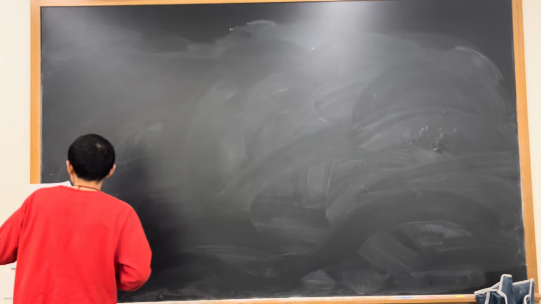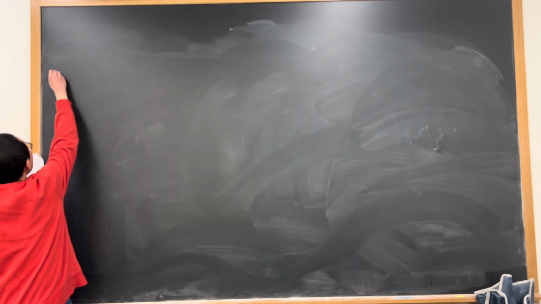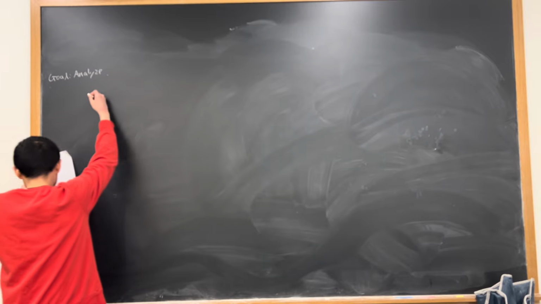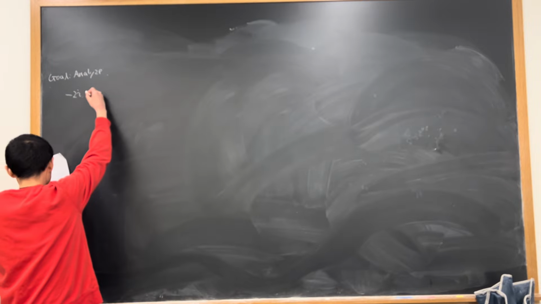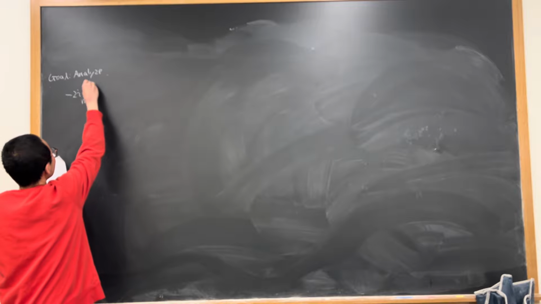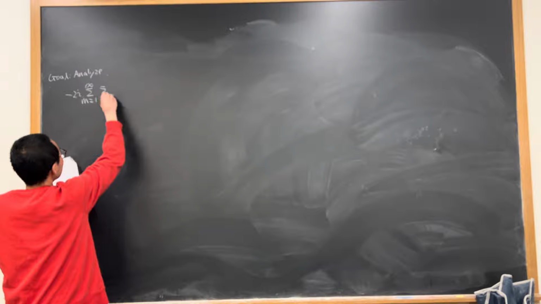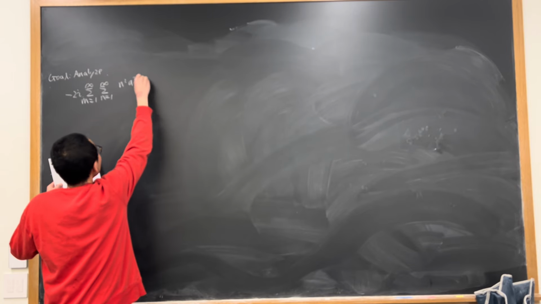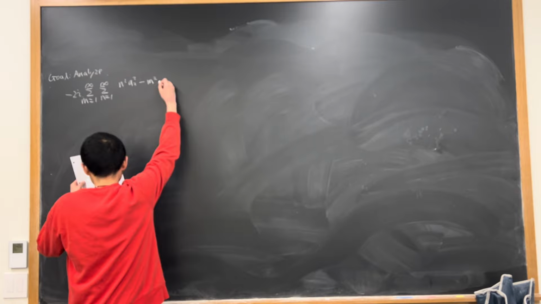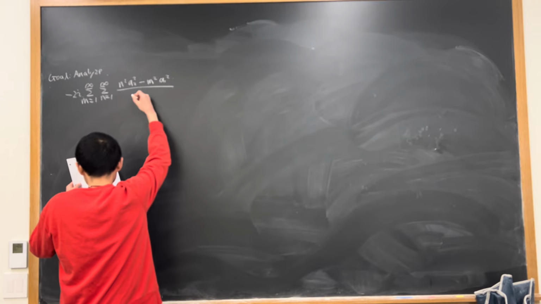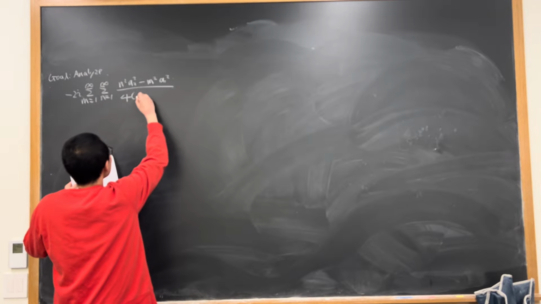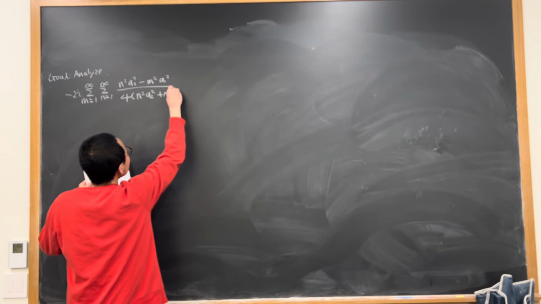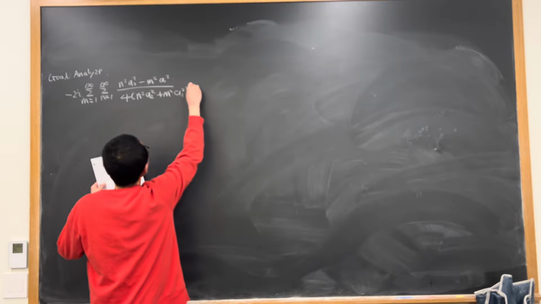Okay, so I think last time we were trying to analyze the sum, negative 2 summation n from 1 to infinity, n squared, a2 squared minus n squared a1 squared, over 4 times n squared a2 squared plus n squared a1 squared.